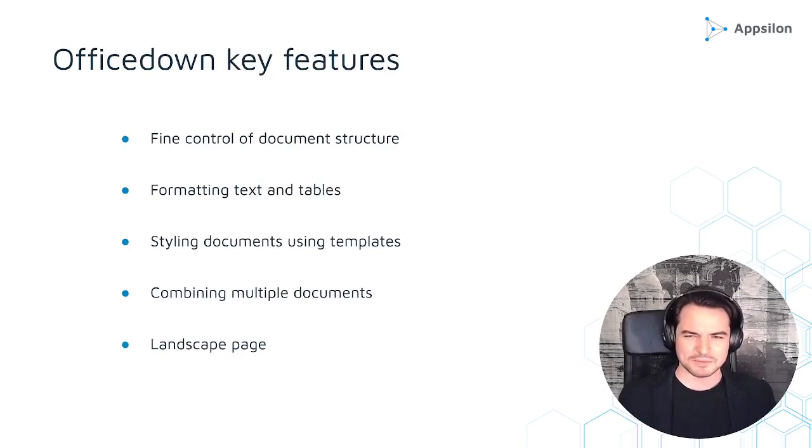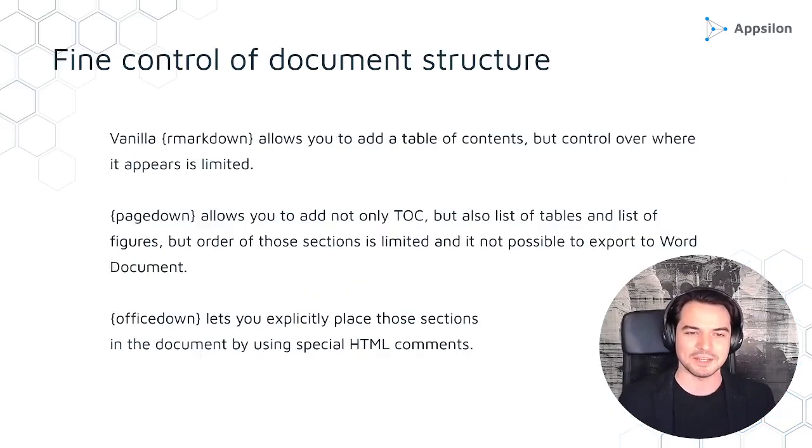So officedown, the key features that you will find there is a fine control of the document structure. It will allow you to format text and tables, to style documents using the templates, to combine multiple documents into one. And a simple one, but super, super helpful, believe me, is a landscape page, the one that you select it to be. So what about fine control of the document structure?